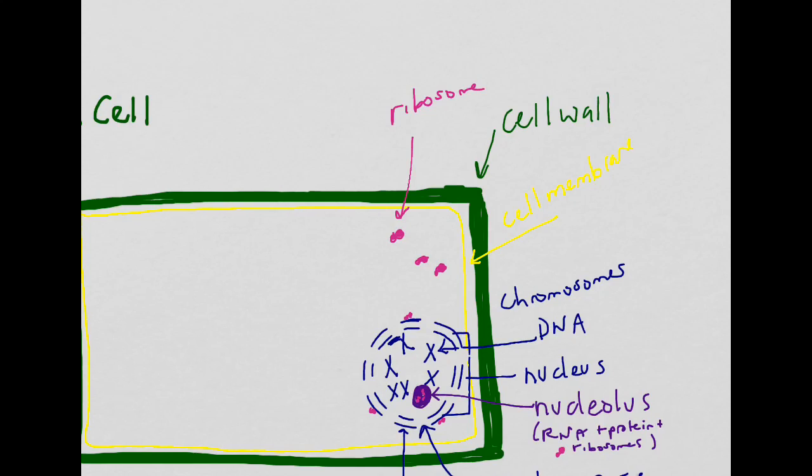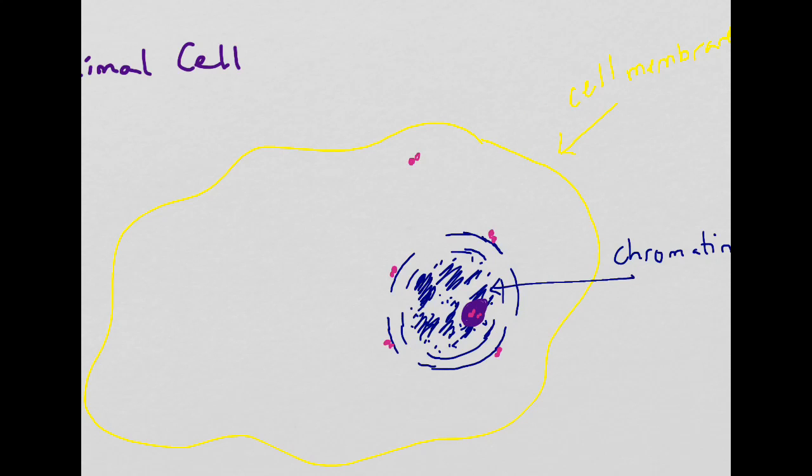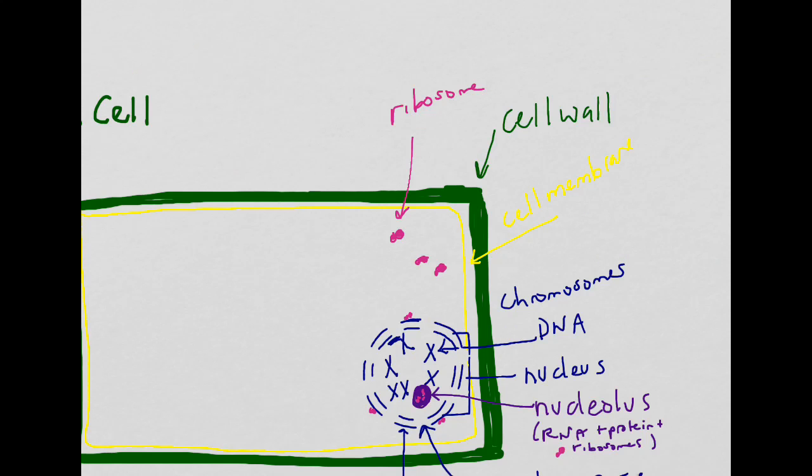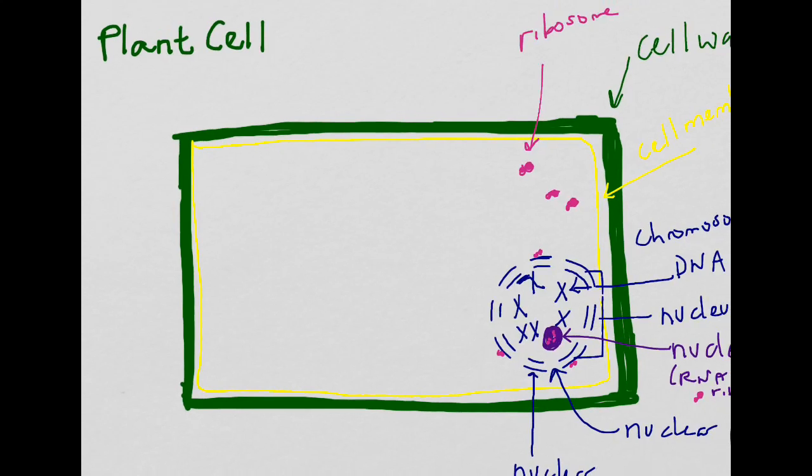Let's go draw some ribosomes free floating out here. Good. All right, so let's go on to the membrane system. Inside of the cell, there's a very complex membrane system that allows for kind of a stepwise processing within the cell. Okay, so the first part of the membrane system that we're going to talk about is the endoplasmic reticulum.